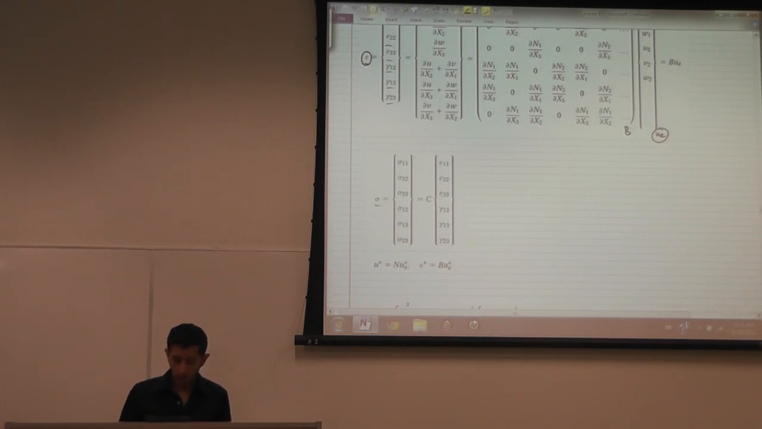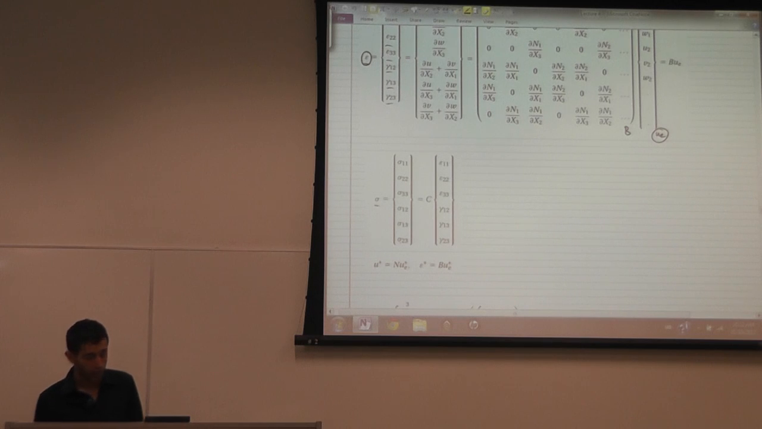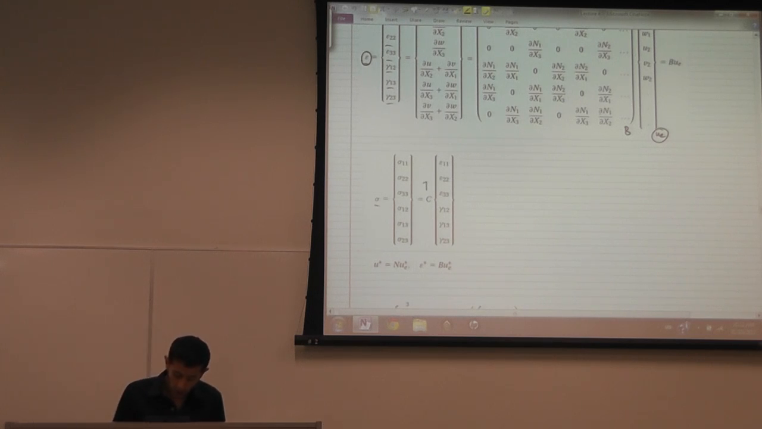The stress is equal to, I'm going to utilize the vector representation of the stress and the relationship between the stress and the strain. Now notice, C is symmetric, assuming the material is linear elastic.